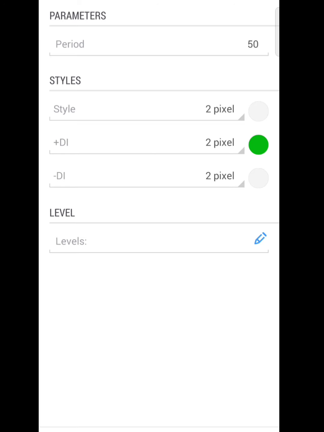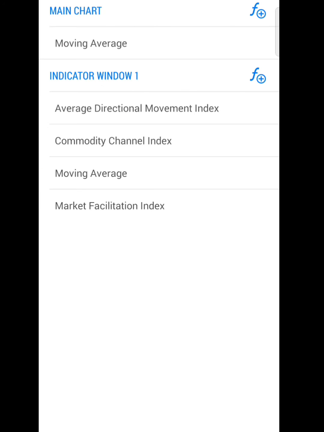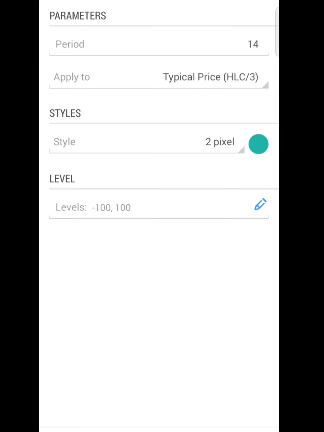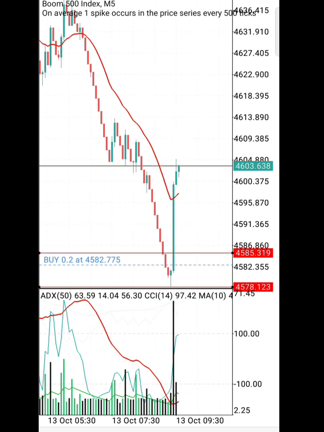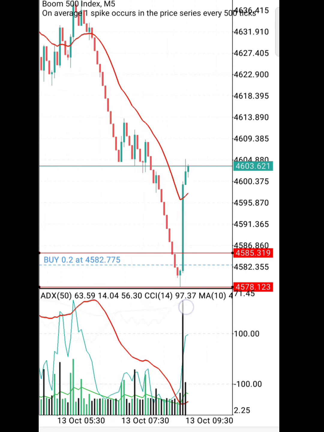This is the average directional movement, the period is 50, the style 2 pixels, the positive DI 2 pixel green, the negative DI 2 pixel is the color of your screen. Then you click done. The next indicator, guys, is the commodity channel index, period 14, apply to typical price. The style is 2 pixels. You can use this same color so you can understand it better. The levels, negative 100 and positive 100, serve as the oversold and overbought levels. That's this point, oversold and overbought level.